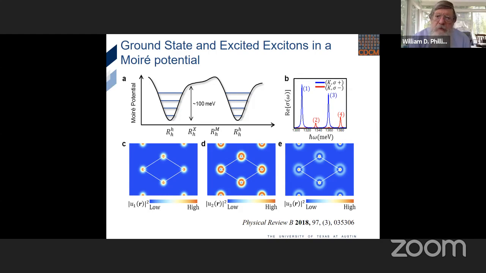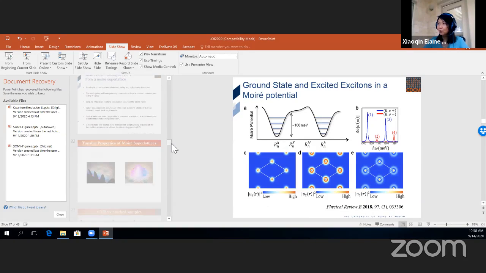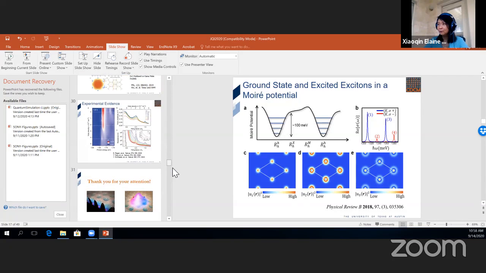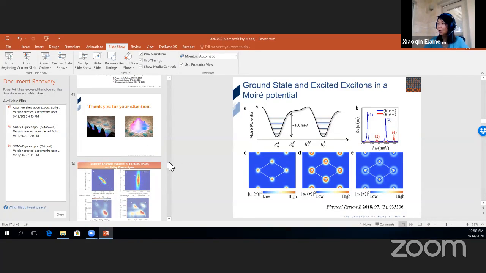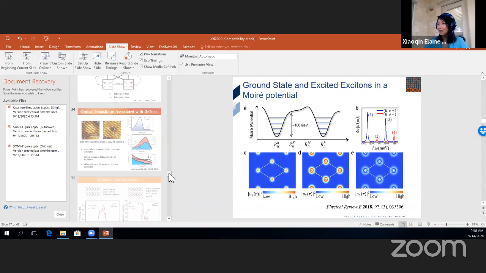Right. But you can certainly find a situation, and we know they exist more in what's called the homobilayer. There's an important difference between the two. The homobilayers are created out of a single monolayer.